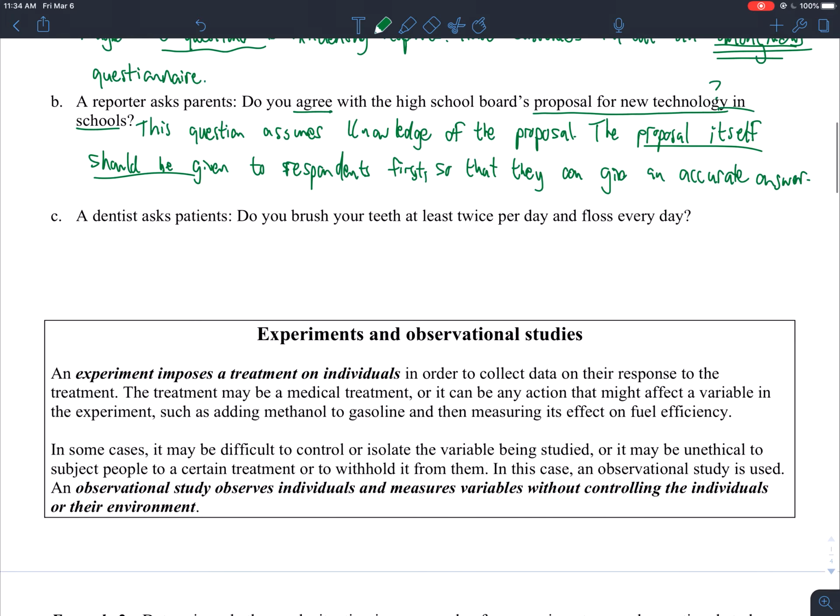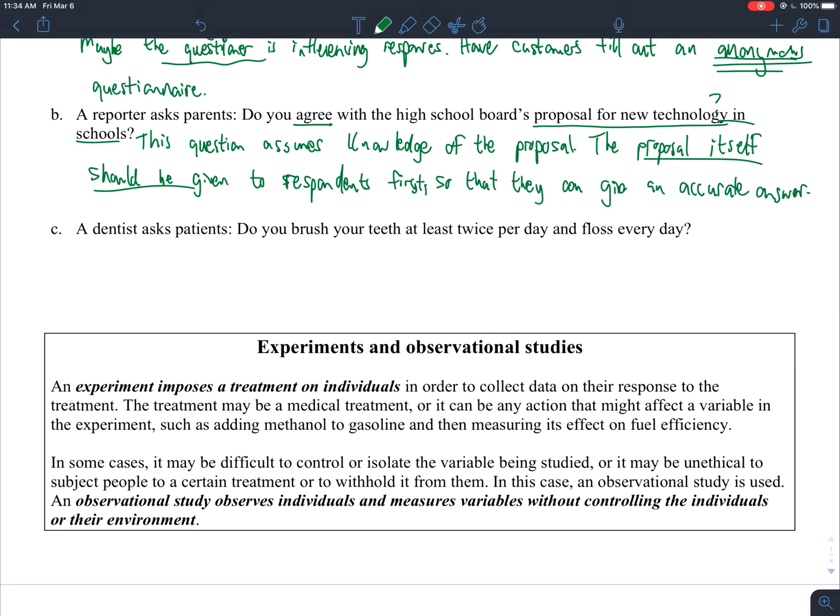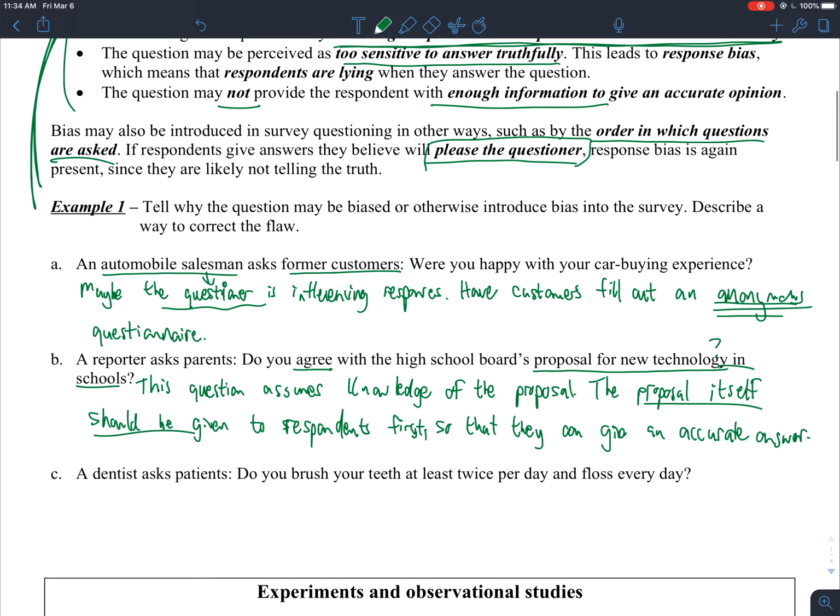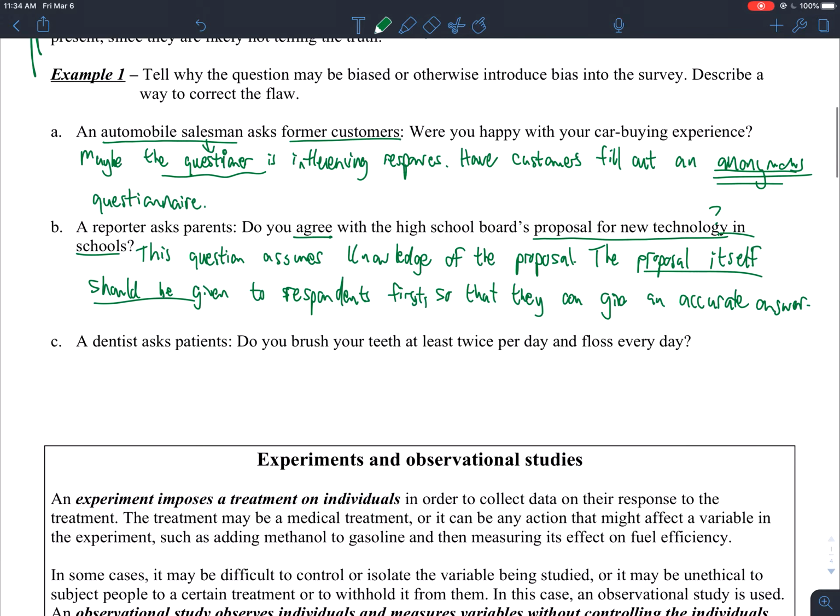Okay? Dentist asks patients, do you brush your teeth at least twice per day and floss every day? Okay. So here, the problem here is if you tell the dentist, no, I don't brush my teeth twice a day and I don't floss at all, you look bad, okay? And your dentist will go, hey, what are you doing? Take care of your dental health.